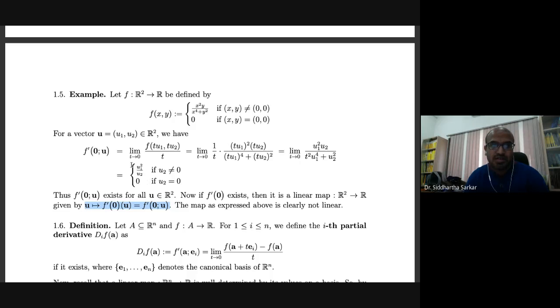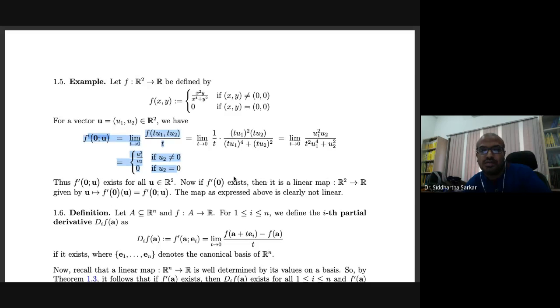But you have already seen how the function looks. It is just a function which at u2 non-zero gives you u1 squared by u2, and if u2 is 0 you get 0. This cannot be a linear map. So this, again just a clever use of the theorem, immediately guarantees that the function is non-differentiable. This is also sometimes useful.